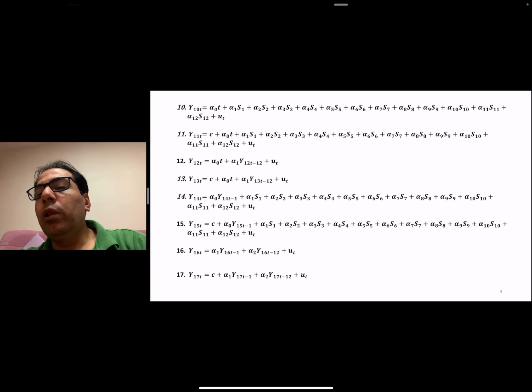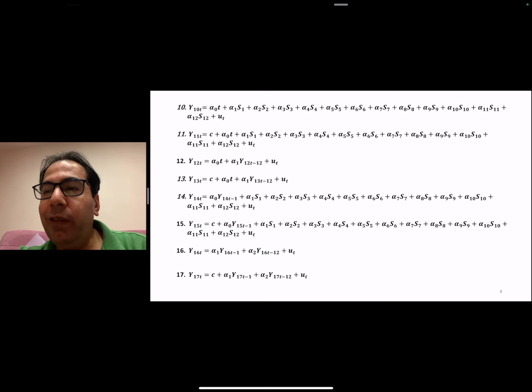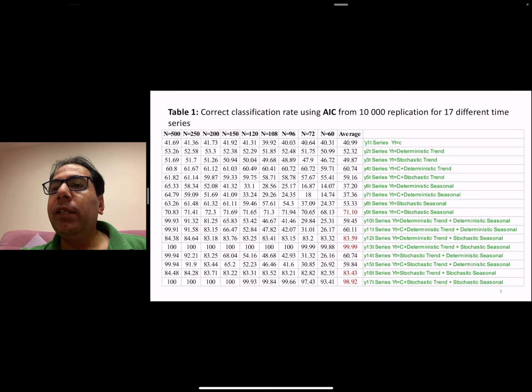All those models are generated, and the generation process is performed using EViews program. I developed a code to generate all these models, fit all of them, and check whether the generated model fits best in terms of information criteria. After we perform the generation, we perform the fitting process.